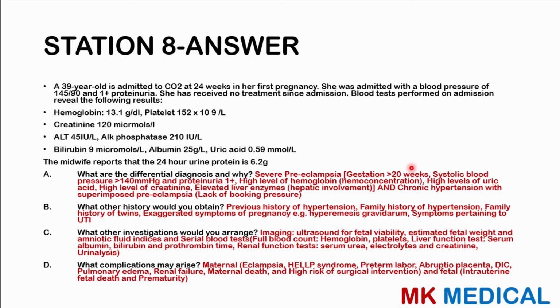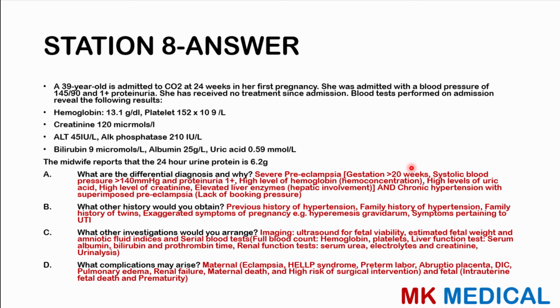Then other investigations that I would order for: imaging, so ultrasound for the fetal viability. You would also estimate the fetal weight and amniotic fluid indices. Then you also order a series of blood tests. So full blood count to be checking your hemoglobin, platelets, your liver function test, your serum albumin, bilirubin, and prothrombin time. Your renal function test to be checking for serum urea, electrolytes, and creatinine. You also do a urinalysis.